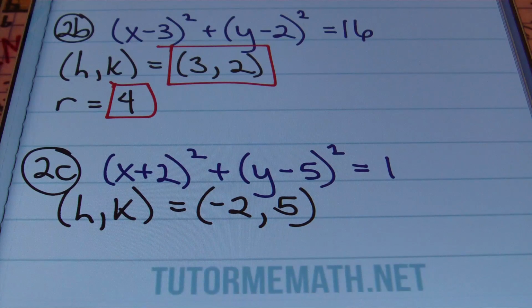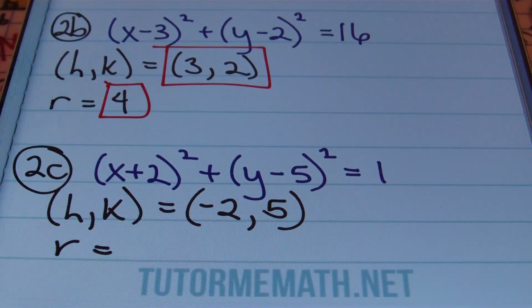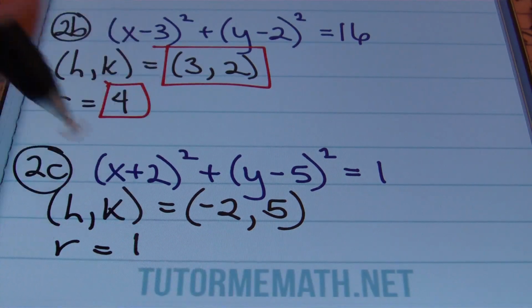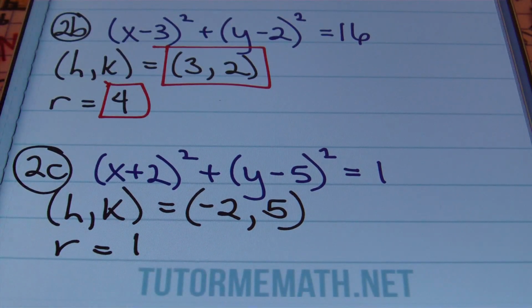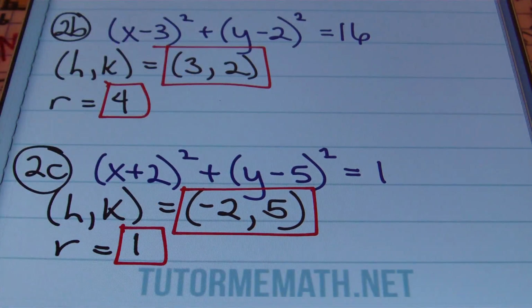(-2, 5). Yep. And now you want to find out what the radius is. The radius is always the square root of your constant, and the square root of that r squared value, which is 1, is 1. The square root of 1 is 1. There you go. Boxing it. Got my answer here and my answer here. And there you go. That's it. That was problem number 2. Let's move on.